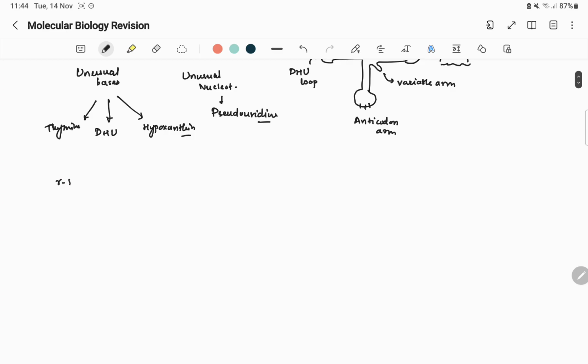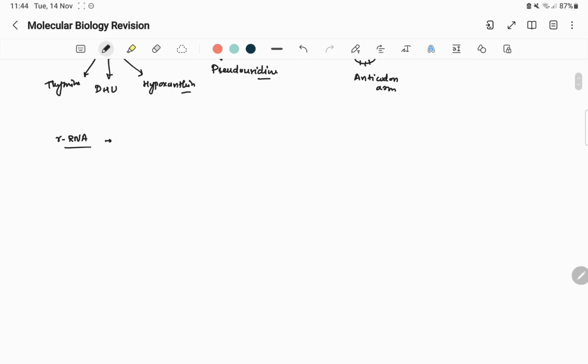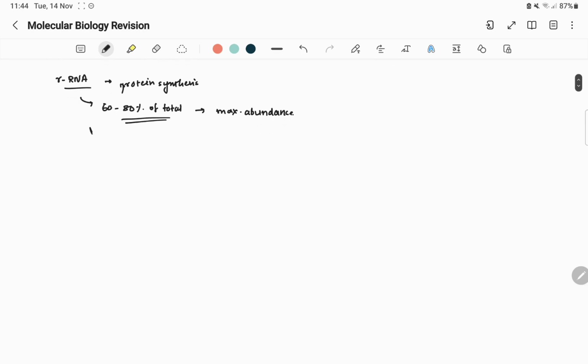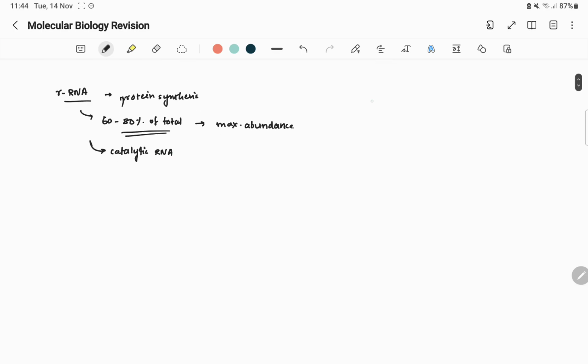Then talking about the rRNA, it is the site of protein synthesis. It is helpful in your protein synthesis, and it comprises 60 to 80% of total, the maximum abundance. It is also called a catalytic RNA. In prokaryotes and in eukaryotes, let's compare the rRNA.